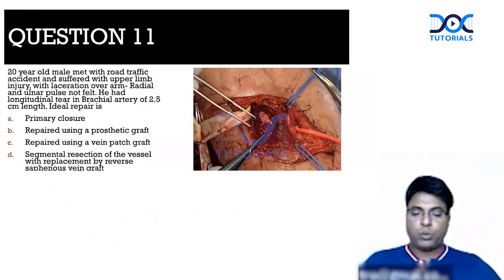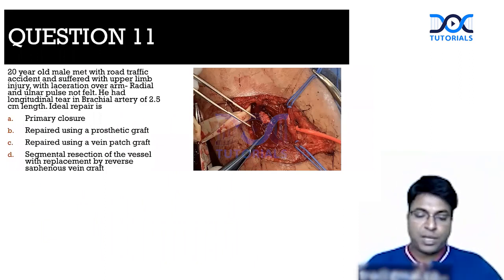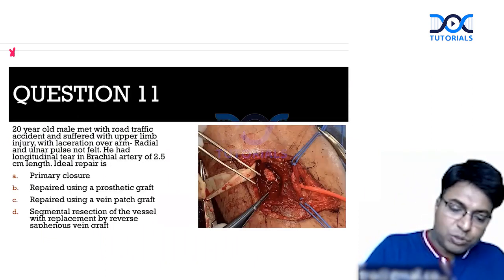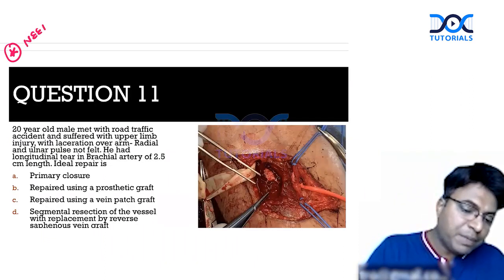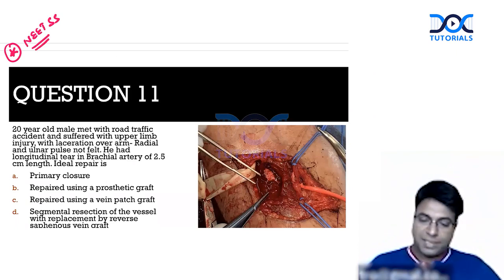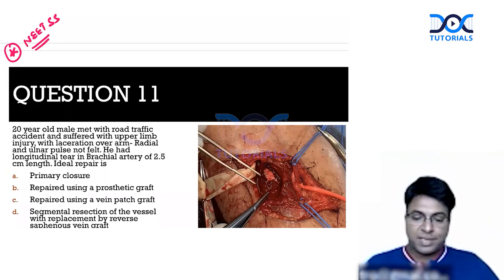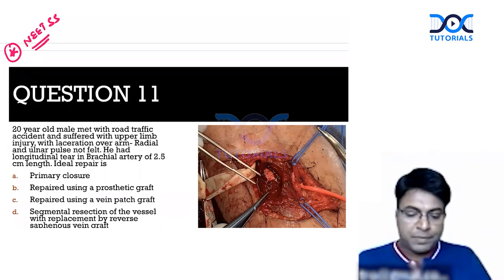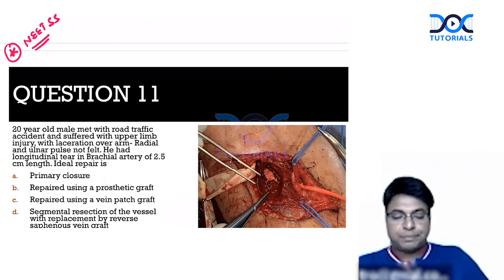Okay. A 20-year-old male met with a road traffic accident and suffered an upper limb injury with a laceration over the arm. This is a definite NEET SS question. I don't know why they asked it in NEET PG. It is already a NEET SS question, already asked from vascular surgery, a high-yield MCQ from NEET SS. Now slowly they are mixing up the questions.